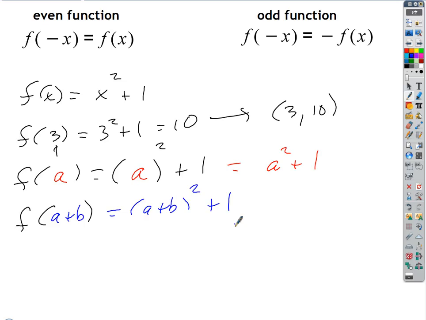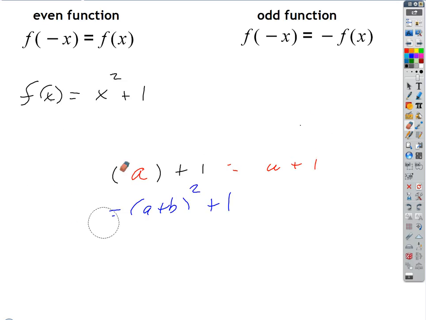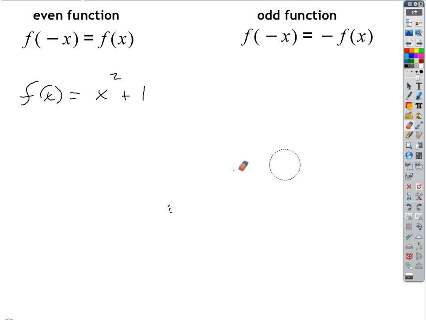Okay, so now let's try our test on this function. Let's go back up and try the test for even and odd functions and see what happens. So what am I going to put in this time in my test? Actually, let's do one more thing first. This will help. There's my pattern. What if I put in 2x? What am I going to get back? I'm going to get back the quantity 2x squared plus 1.